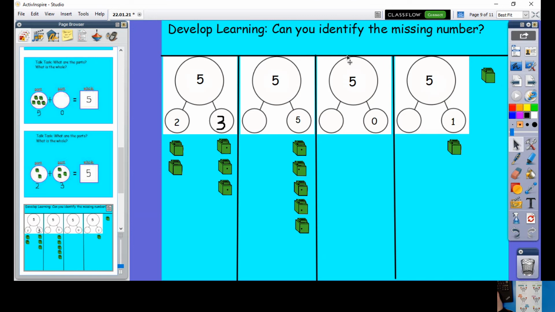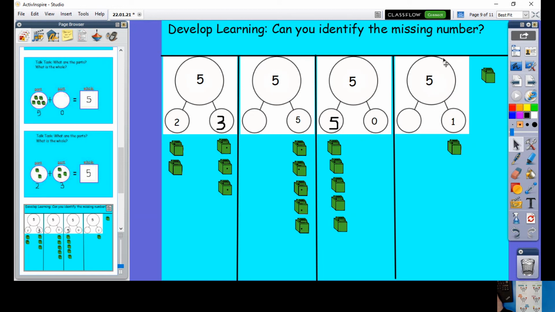Our whole number is 5. We've got 0 in this part. So we've got no cubes over here. So how many cubes do we need here? Let's add some and work it out. 1, 2, 3, 4, 5. So I can write 5 here. So I know that 5 and 0 makes 5. All right, on to our last one now.